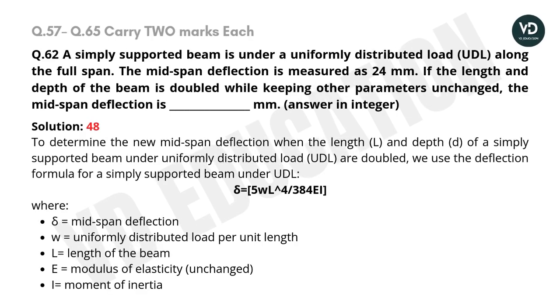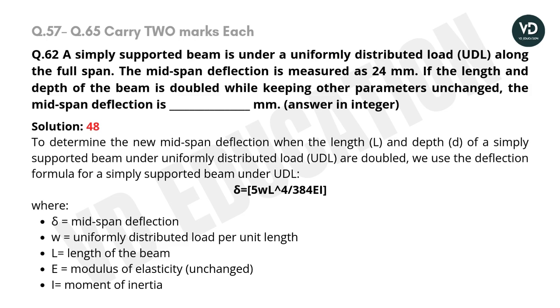Question number 62. A simply supported beam is under a uniformly distributed load, UDL, along the full span. The mid-span deflection is measured as 24 mm. If the length and the depth of the beam are doubled while keeping other parameters unchanged, the mid-span deflection is dash mm. Answer in integer. This is a numerical type question. So let's discuss the solution.